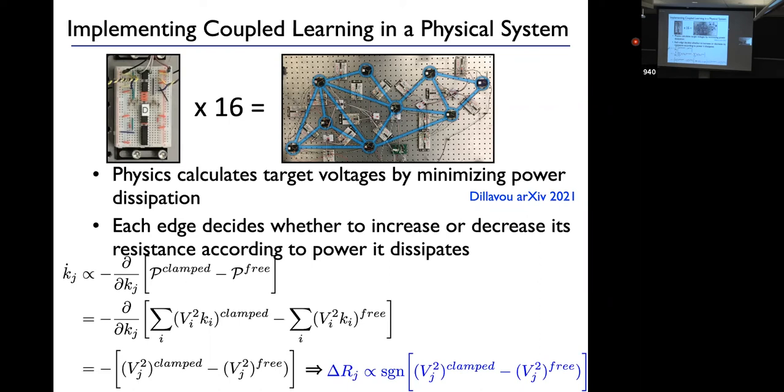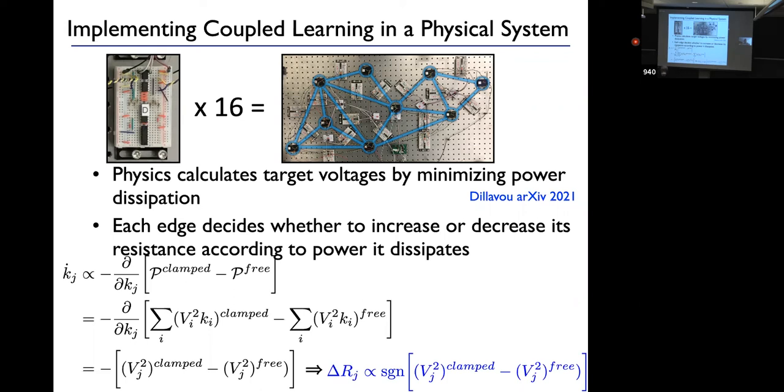That's the local rule. The change of conductance only depends on the voltages across that edge, but under two different sets of boundary conditions. And so what they did was they simplified it further and just said, we're just going to step the resistance up or down depending on the sign of that difference. So they didn't actually implement the coupled learning rules, they did an approximation to it. But the really hard part is how do you compare two different sets of boundary conditions at the same time?